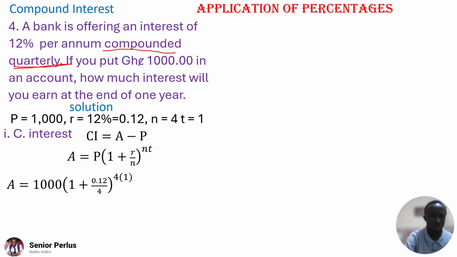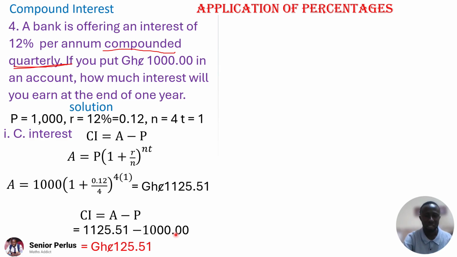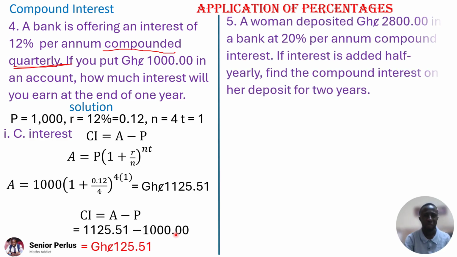Our time is what? 1 year. There's the 1 year. Okay, good. Then after solving, you get this. So this is your amount. Therefore, our compound interest is amount minus the principal, and that is our answer. Very simple question.